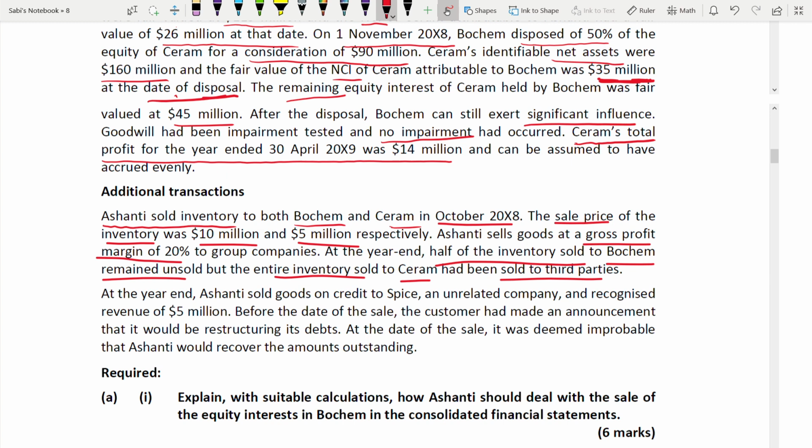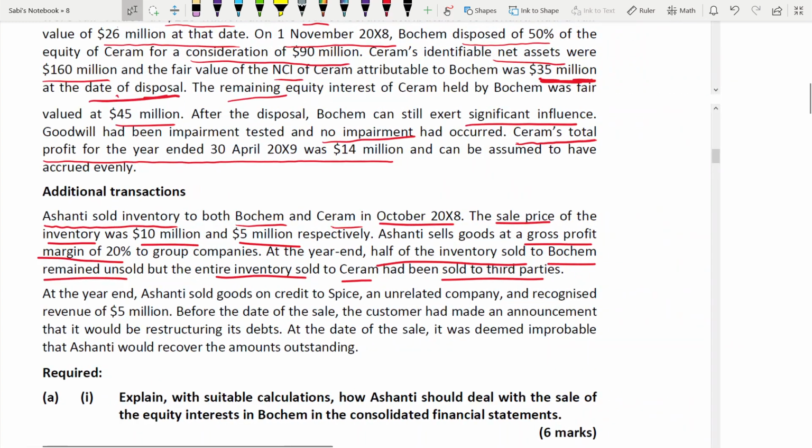At the year end, Ashanti sold goods on credit to Spice. So Spice is another unrelated company. Sold goods on credit to Spice and recognized revenue of 5 million. So this is something to do with your revenue, right? There might be some more standards in it.